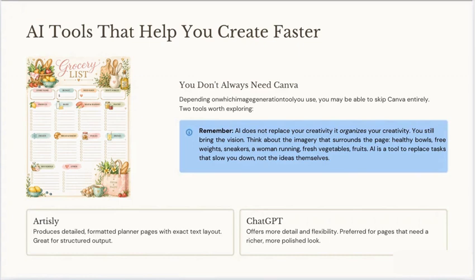As for Artistly, what you can do is, when you have that problem, you can regenerate the image, and if you still have that problem, you can also download and do the cleanup in Canva. Okay? ChatGPT has a little bit more detail and flexibility. Artistly can produce detailed formatted planner pages, sometimes with exact text layout, but not all the time. I will tell you that, not all the time.